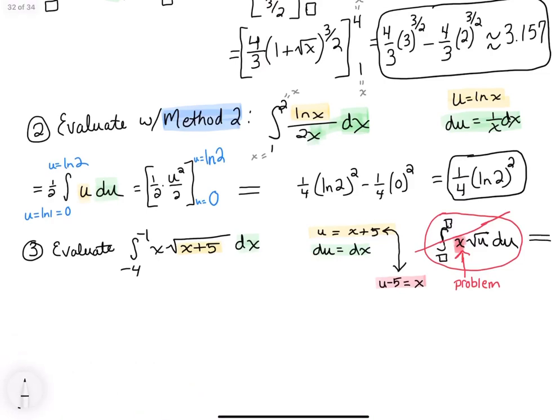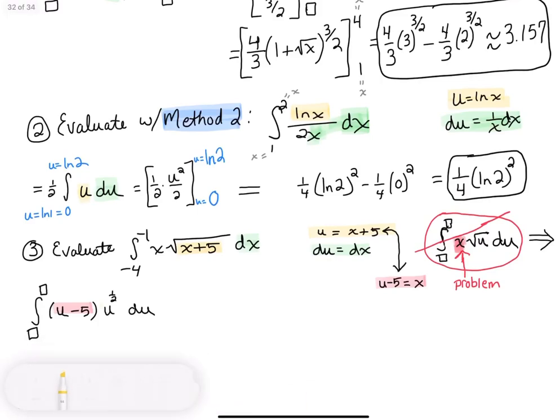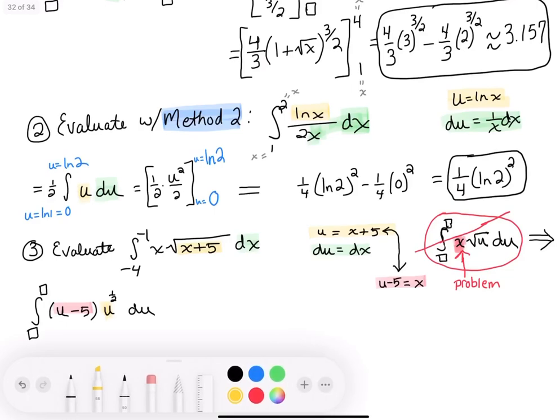So we're going to build off of what initially seemed like a big old problem there. And so now let's see what that does for us. In place of x, we're now going to have u minus 5. So that is our replacement for that lingering x. But we still have, of course, our u to the, let's go ahead and replace that with our square root, with the 1/2 power. And so what do we have here? There was our u and our du.